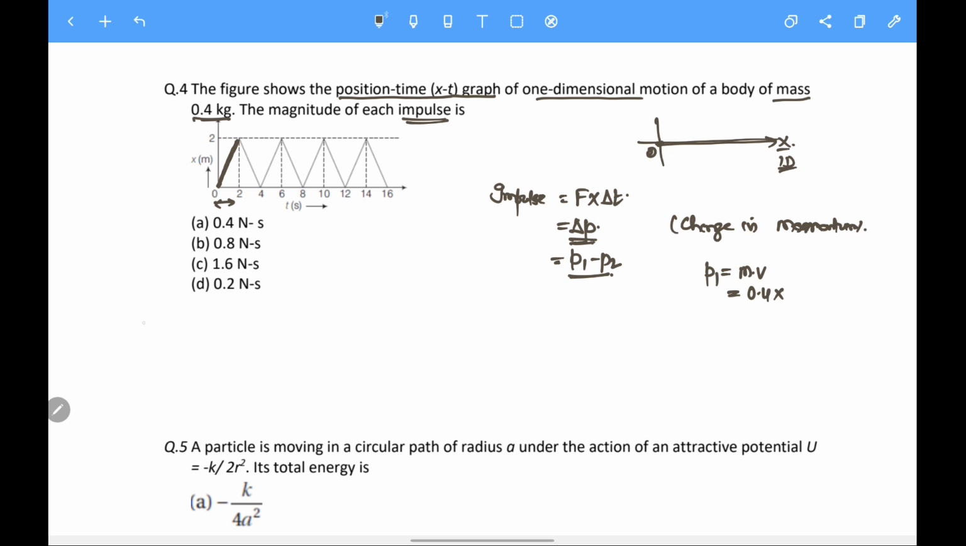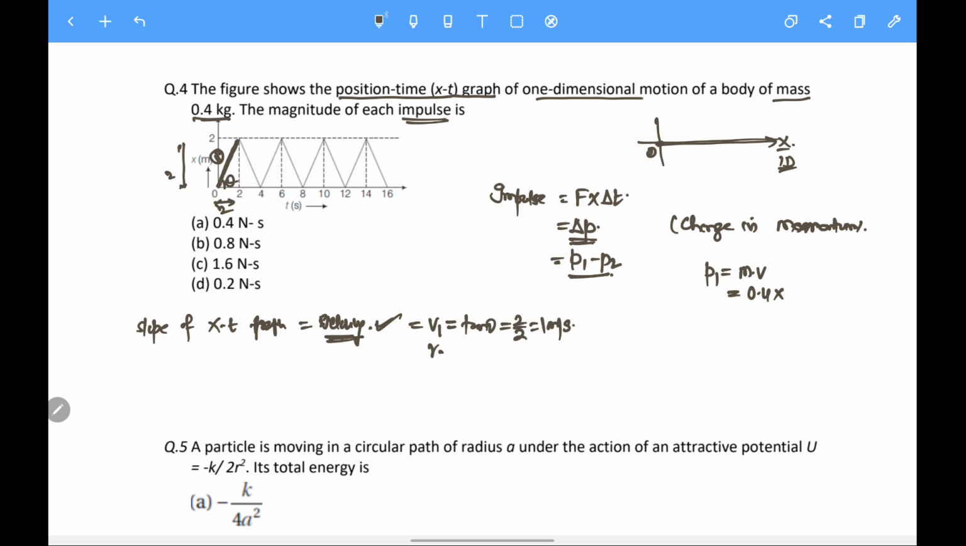time graph, slope of position time graph gives velocity. The slope of this first graph is equal to V1 and it is equal to, slope means tan theta. If this angle is theta, then slope will be tan theta, and tan theta is perpendicular by base. Perpendicular is this 0 to 2 and base is 0 to 2, that is 2. It means it is 2 by 2, that is equal to 1 meter per second.